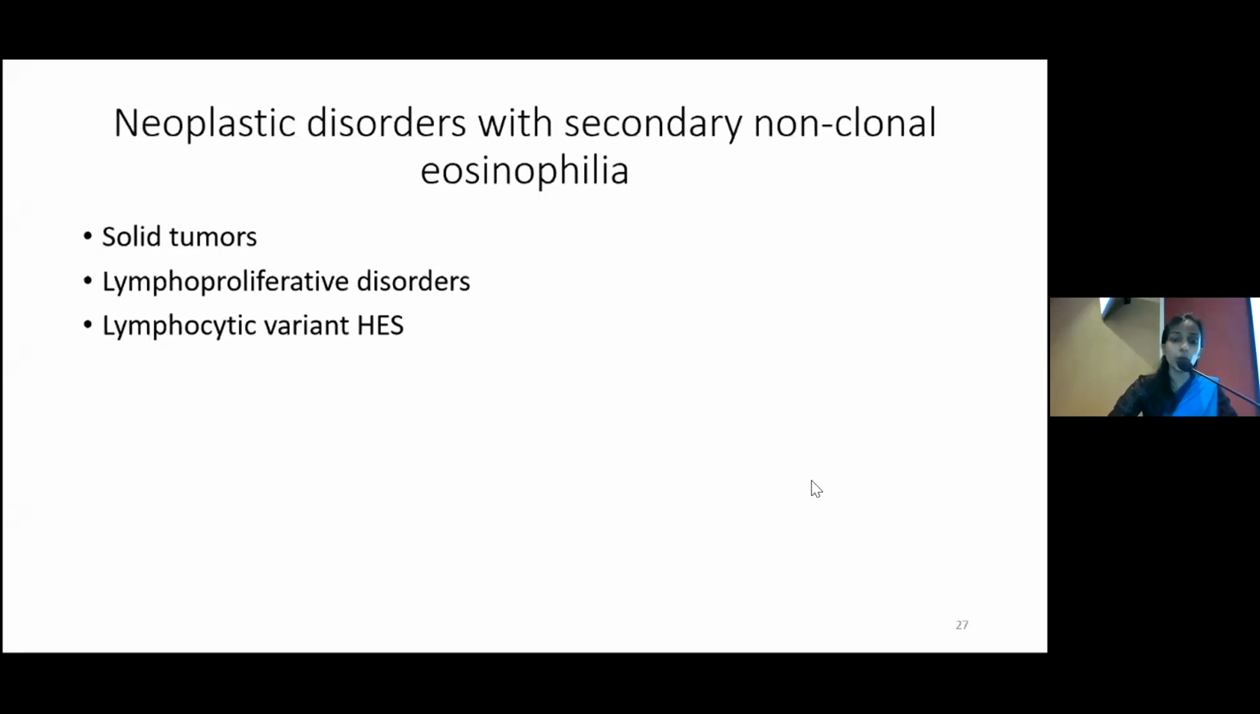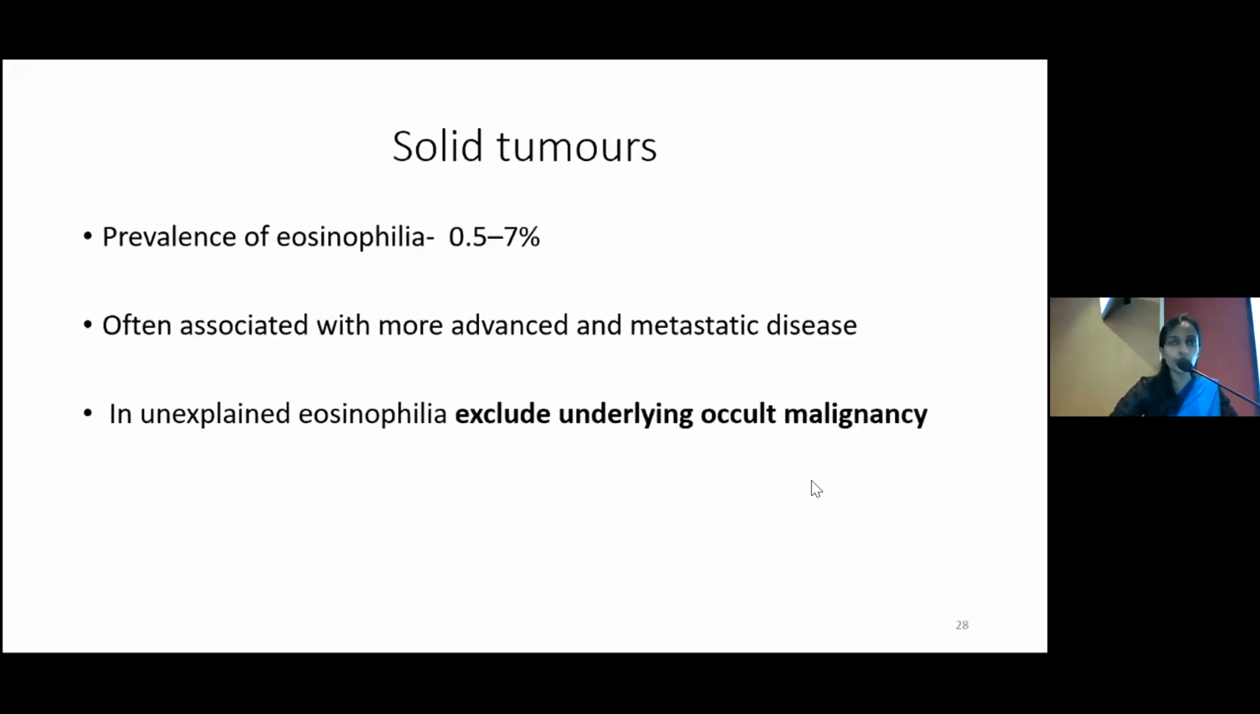Then there are several neoplastic diseases associated with secondary non-clonal eosinophilia, including solid tumors, lymphoproliferative disorders, and lymphocytic variant hypereosinophilic syndrome. The prevalence of eosinophilia in solid tumors varies between 0.5 to 7%. This is more seen in advanced and metastatic disease rather than in early stages. So when a patient is presenting with unexplained eosinophilia, it's very important to exclude an underlying occult malignancy.